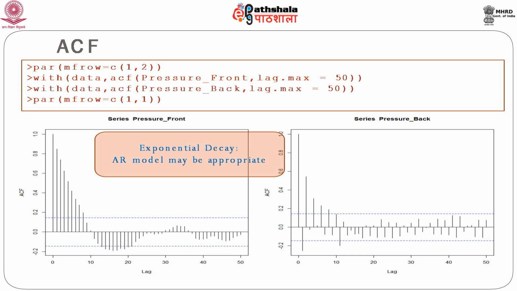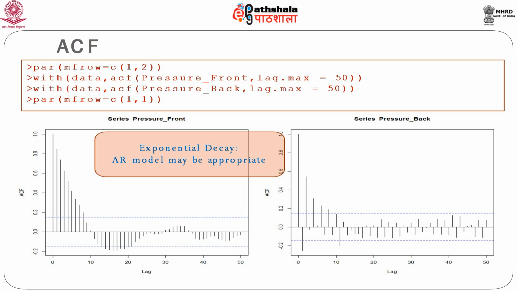And then if you see the ACF plot for pressure at the front and pressure at the back of the furnace, you will see some exponential decay. This exponential decay indicates that maybe the VAR model would be the appropriate choice for this particular data.